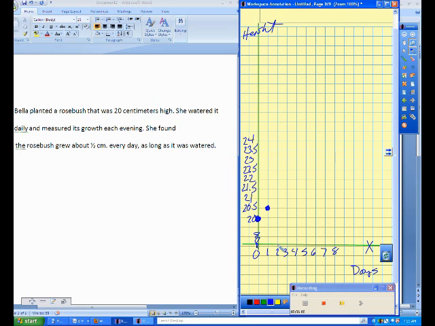Day 2, it's going to be 21. By day 3, it's going to be 21.5. By day 4, 22, etc., etc. I could keep doing this all day. You'll notice I've got a nice little plot right here.